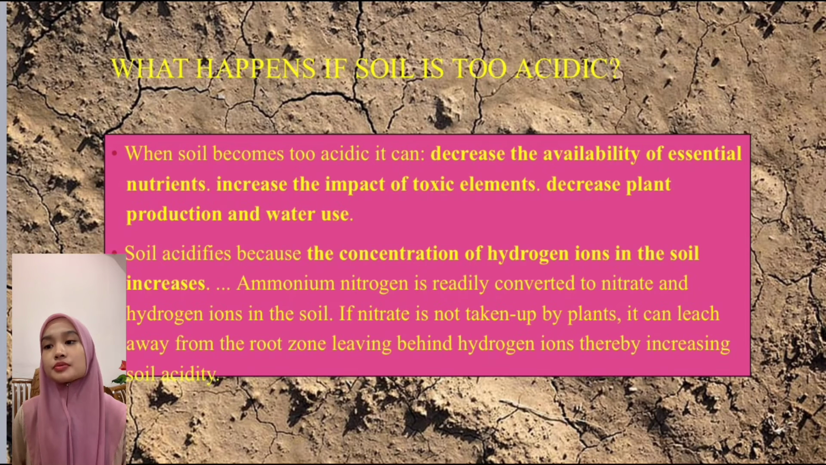Soil acidifies because the concentration of hydrogen ions in the soil increases. Ammonium nitrogen is readily converted to nitrate and hydrogen ion in the soil. If nitrate is not taken up by plants, it can leach away from the root zone, leaving behind hydrogen ions, thereby increasing soil acidity.